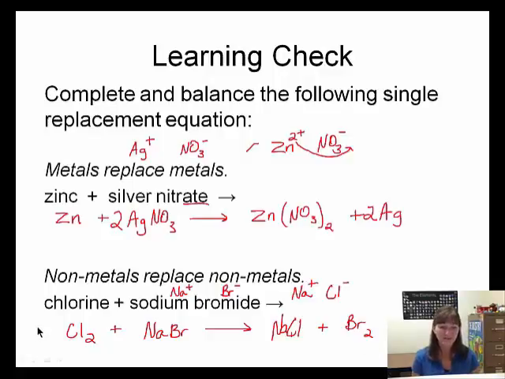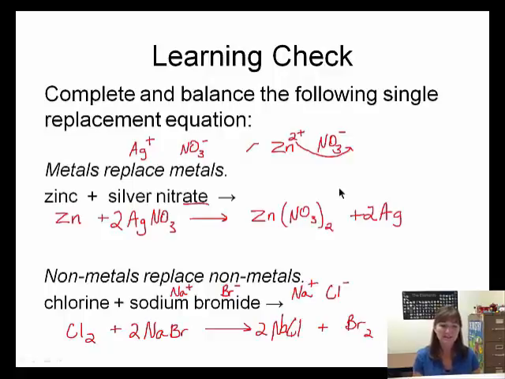I have 2 chlorines on the left, only 1 chlorine on the right. So I'm going to put a 2 coefficient. Focusing on my sodiums, 1 sodium on the left, 2 sodiums on the right. So I'm going to put a 2 in front of my sodium bromide. That's going to give me 2 bromines on the left because that 2 gets distributed, and I have 2 bromines on the right. So I am now balanced.